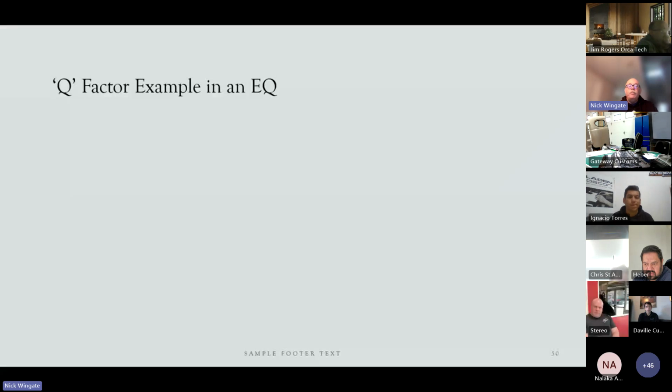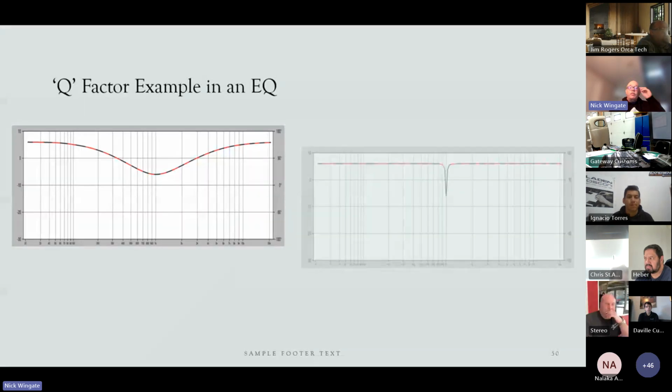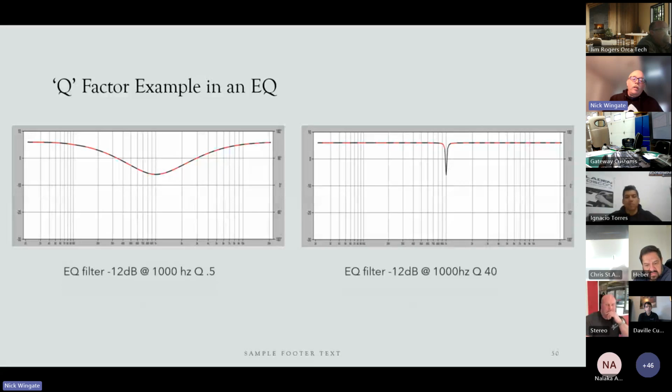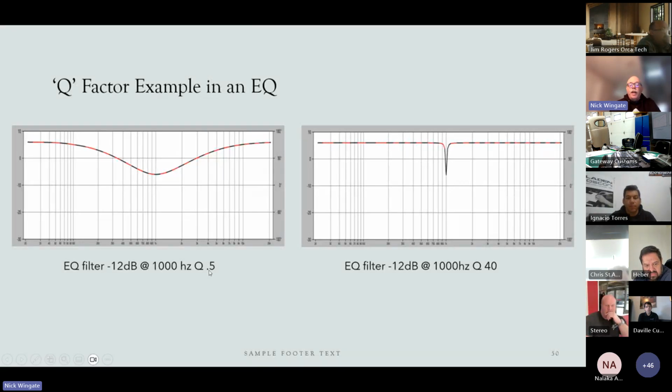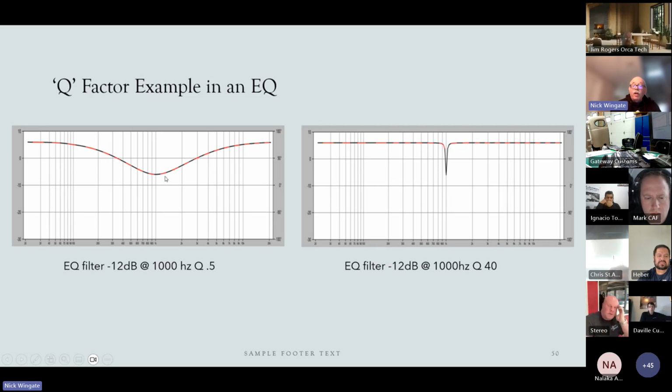Now, I'm going to give you an example of the Q factor. Take a look at one of them here on the left. This filter is a very, very wide band. This is a Q of 0.5, and I've turned all the energy down minus 12 dB at 1,000 hertz. You can see this is 1,000 hertz, but you can see the amount of energy either side of 1,000 hertz that we are affecting. This is very, very wide, and it affects a lot of energy.